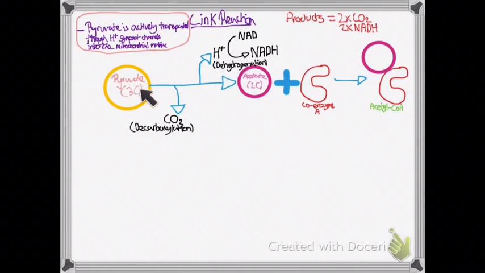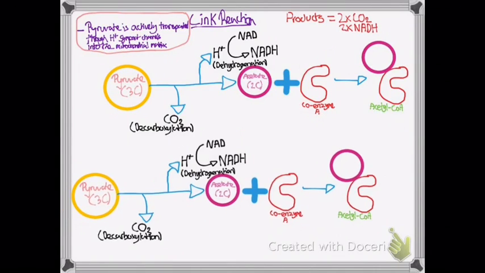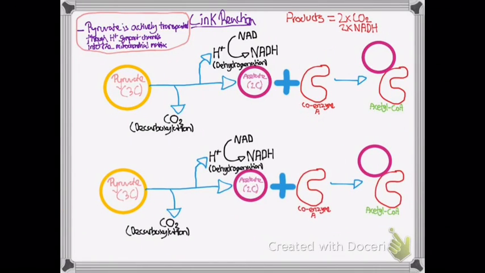So this is for 1 pyruvate, and we can see the link reaction here. It says the products are 2 carbon dioxide and 2 NADH. Remember, we produce 2 pyruvate at the end of glycolysis, so this reaction happens twice. Let's illustrate that here. Let me copy this all and paste it down here. There we go. So the reaction happens twice.